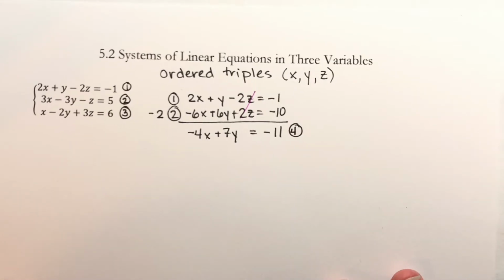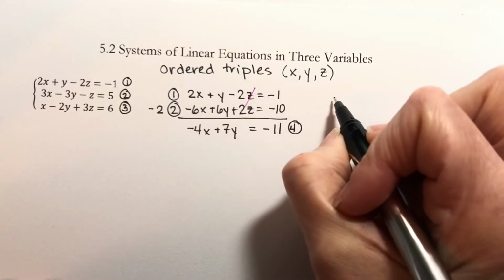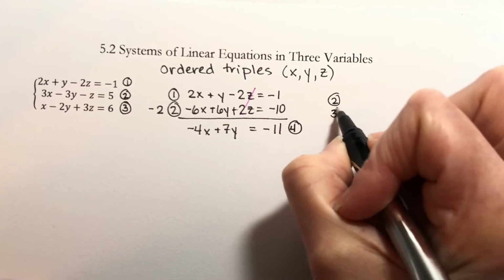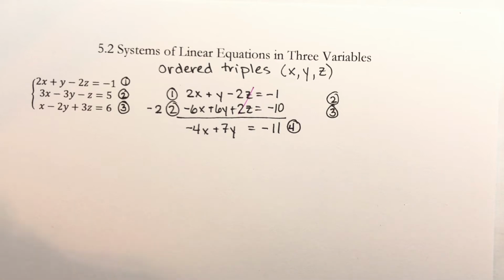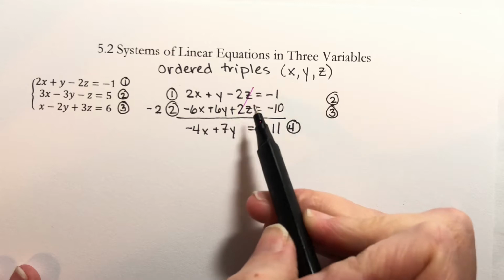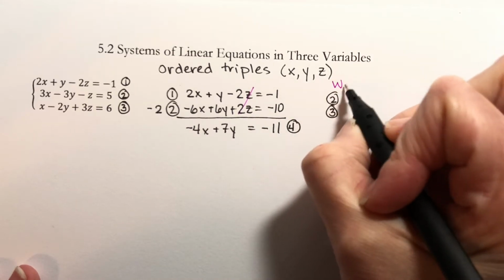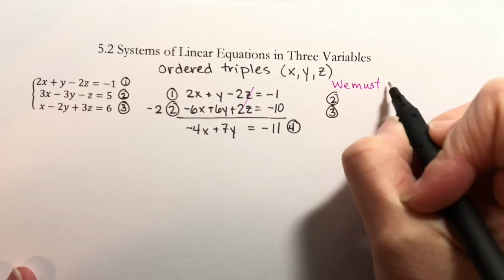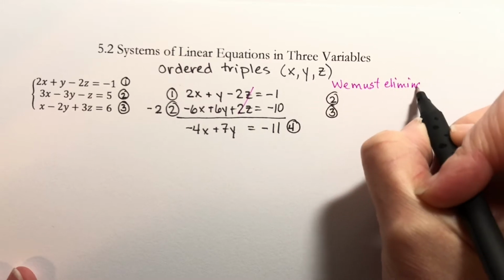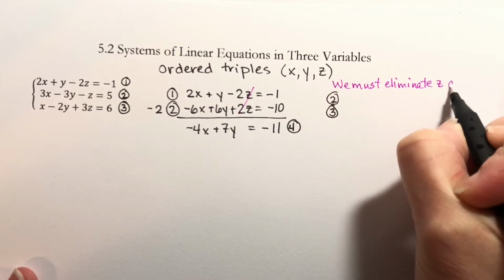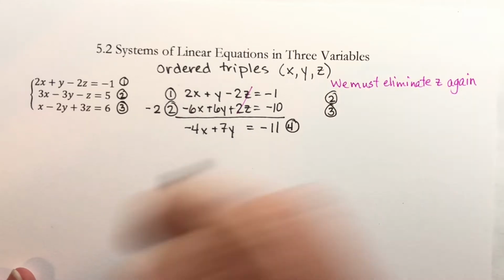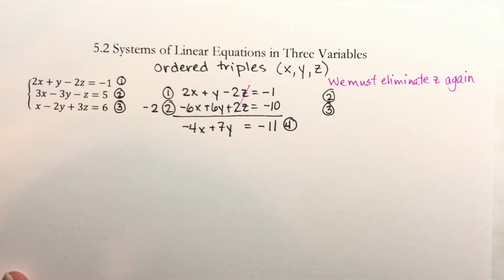Okay, so now I've paired up 1 and 2. Now I'm going to pair up 2 and 3. And we're going to eliminate a variable. The thing is here, we need to eliminate the same variable. Okay, if you don't eliminate z again, although technically, algebraically, you haven't made a mistake, you're starting to work in circles and it's not going to do you any good.